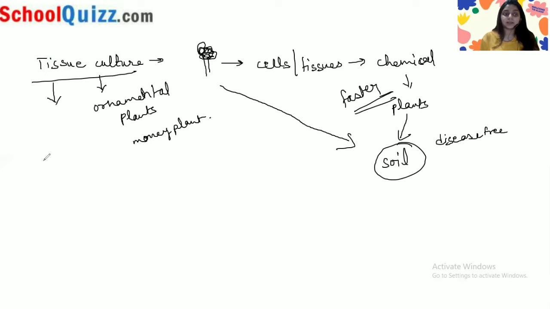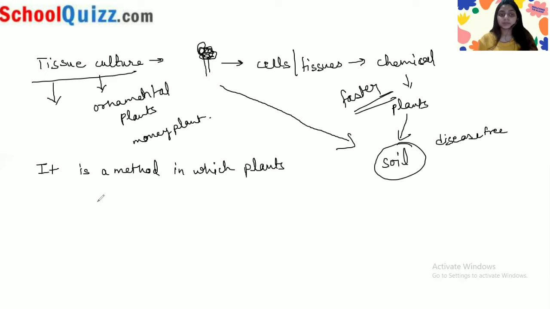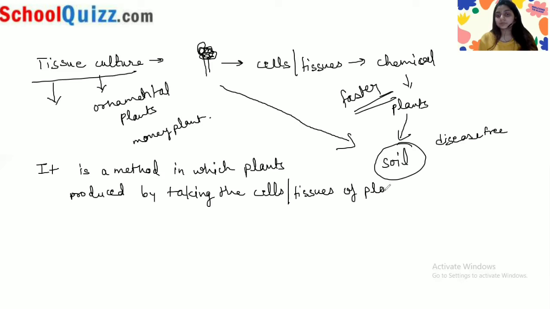So let me write it down. It is a method in which plants are produced by taking their cells and tissues, tissues of the plant. Okay. So this is the tissue culture method.